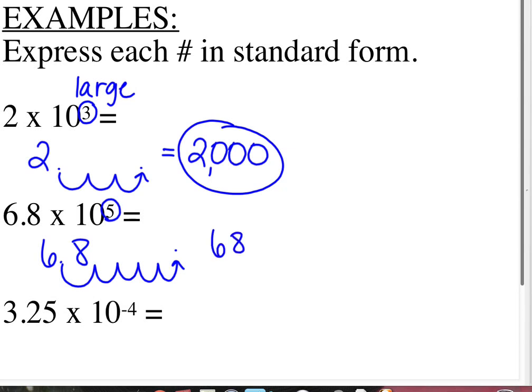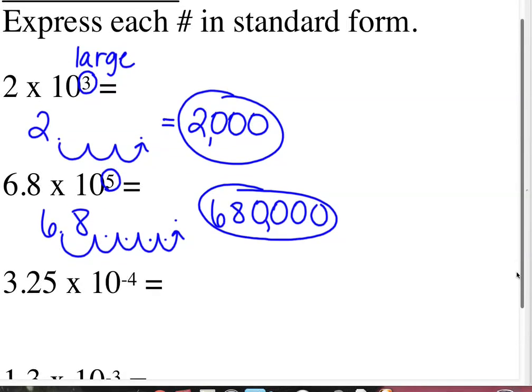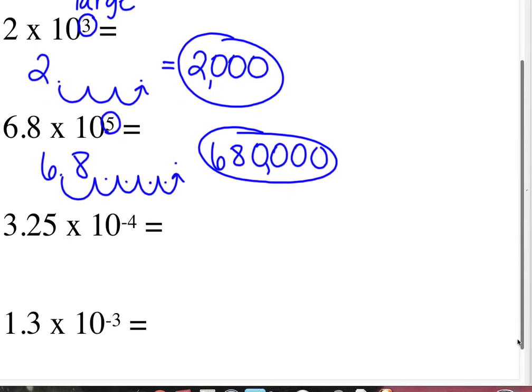How many zeros? 1, 2, 3, 4. 4 zeros. I back it up and put my commas in. 680,000 is the standard form. So look at that. We only added 4 zeros and the exponent was a 5. See, I told you. I told you. Couple more.